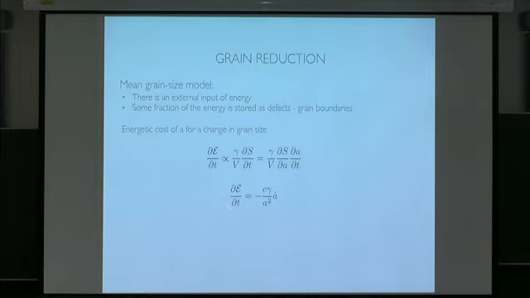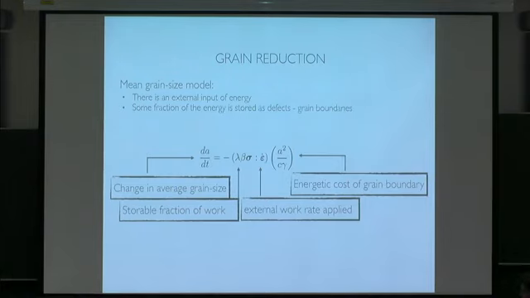It comes out as a grain size squared relation for the amount of energy that's required to change the grain size. Right, so putting those parts together, we have a change in grain size equal to the work that we've put in, and the energetic cost is to produce extra grain boundaries within the representative volume.